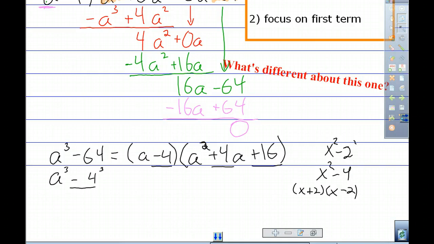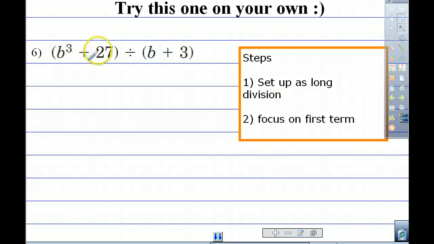Alright, so let's have you guys practice this. Very similar. You guys try it on your own, see how it goes. First of all, the setup. What goes inside here? Plus 0 b squared, plus 0 b, plus 27.